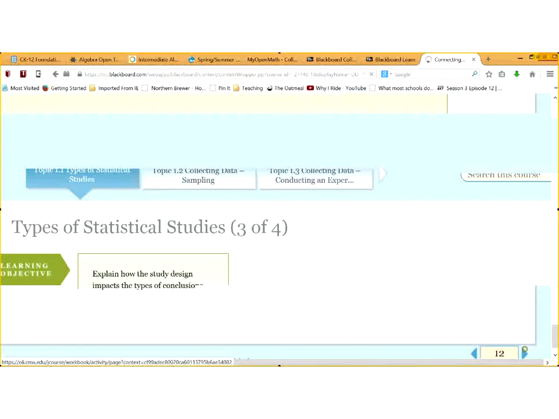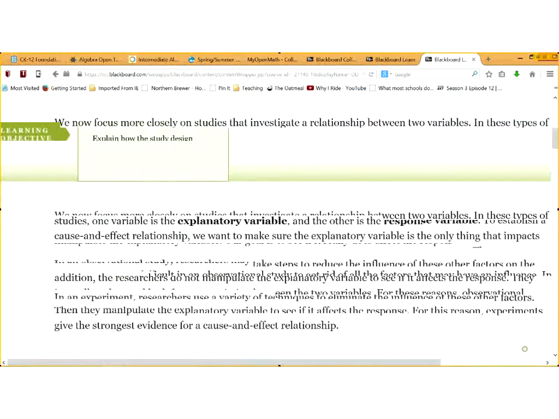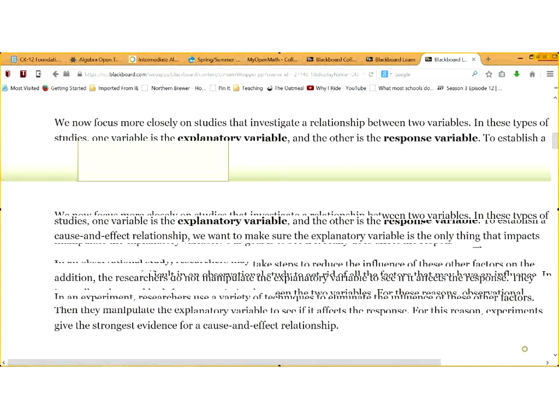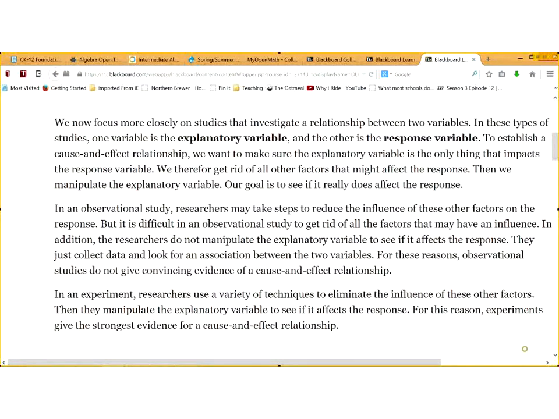All right. So I'm going to look at the ones now, as it says, on relationship between 2 variables. When we look at this kind of study, and also when we talk about cause and effect, we talk about explanatory variable and response variable. Explanatory variable is the one we believe is the cause. Response variable is the one we believe is the effect.